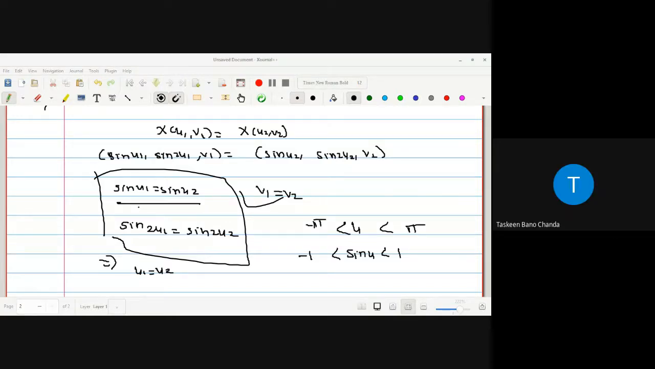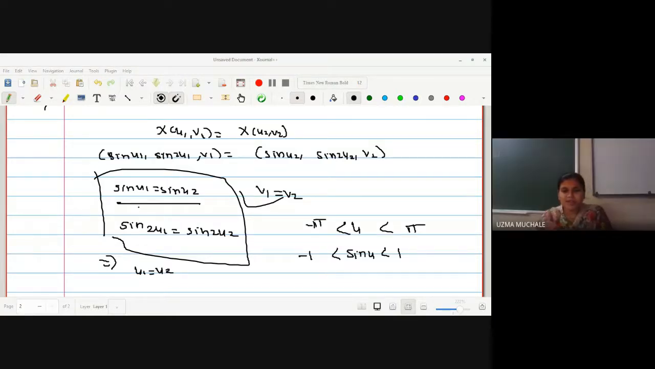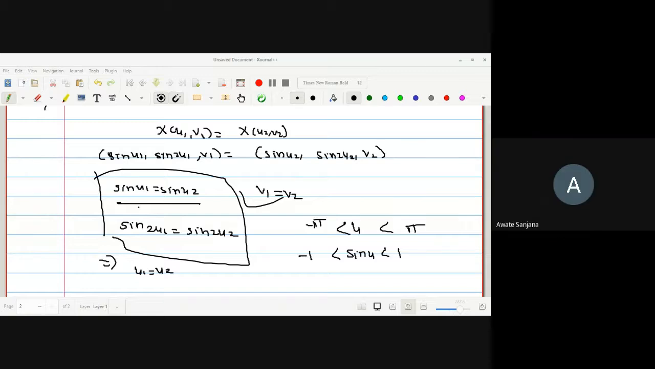Yes or no? You have to verify the answer. Okay, what must be the domain? In general, -1 to 1, but for this domain not. Okay, for this domain it is not correct. The angle does not come in, right ma'am?